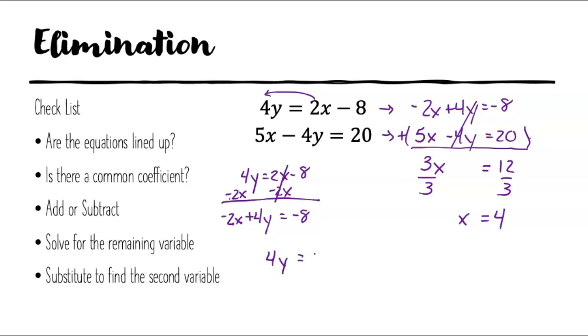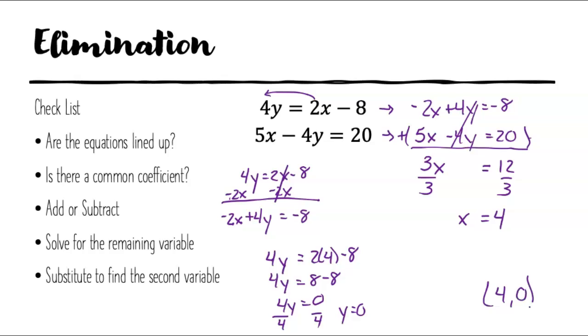So 4y equals 2 times 4 minus 8. So 4y equals 8 minus 8, or 4y equals 0. We divide both sides by 4, and it looks like y is going to equal 0. That is my solution: (4, 0). Make sure the x comes before the y. Plug it back in and make sure you are correct before you move on.